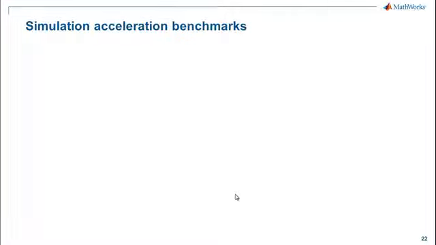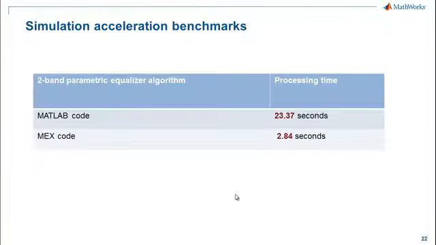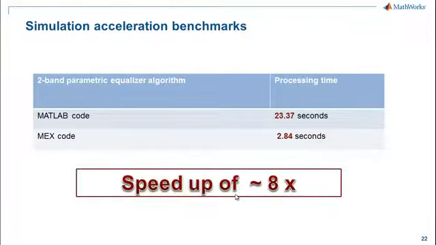For my benchmarking, I took the two-band parametric equalizer algorithm and generated a MEX version of the MATLAB code. And then I ran both and looked at the processing time it took each one of them to execute. And here's the data I obtained. For the MATLAB code, it took about 24 seconds. On the other hand, when I generated MEX code for the same algorithm, it took only 3 seconds. That tells you it's a speed up of about 8 times.